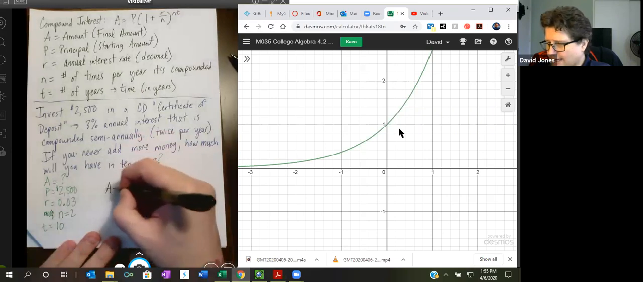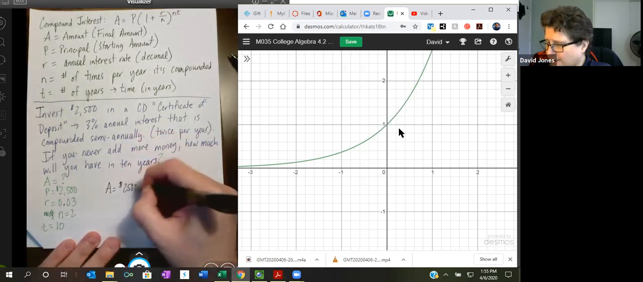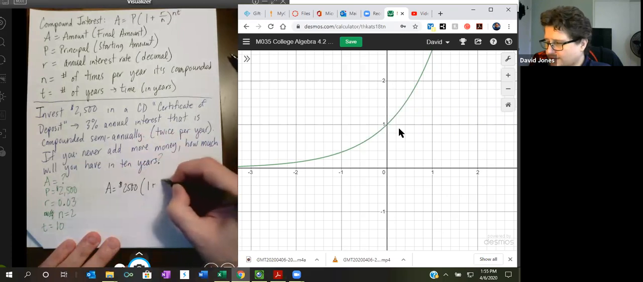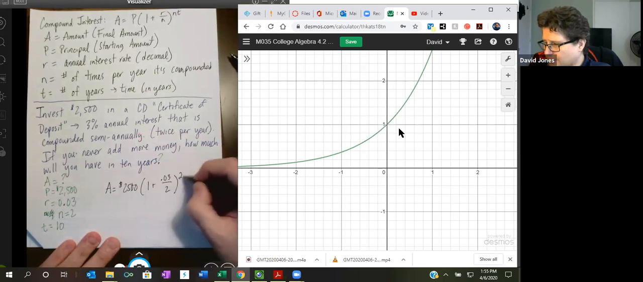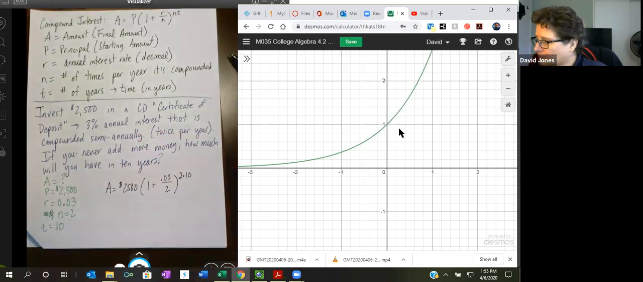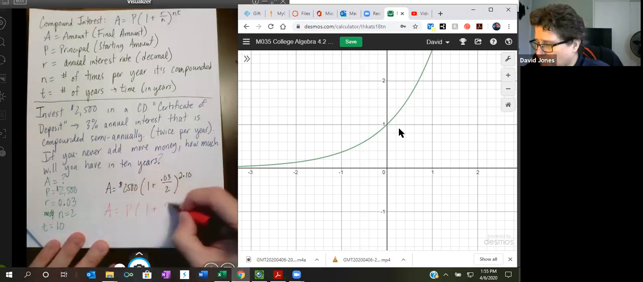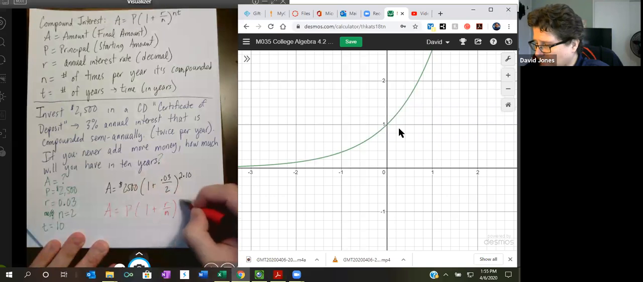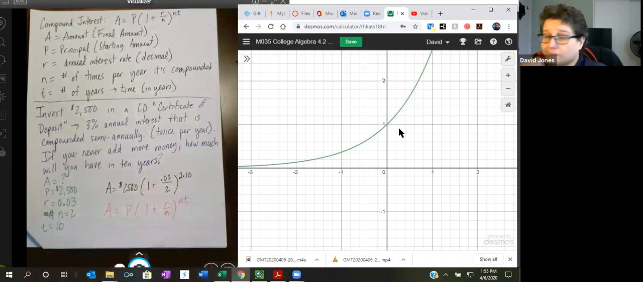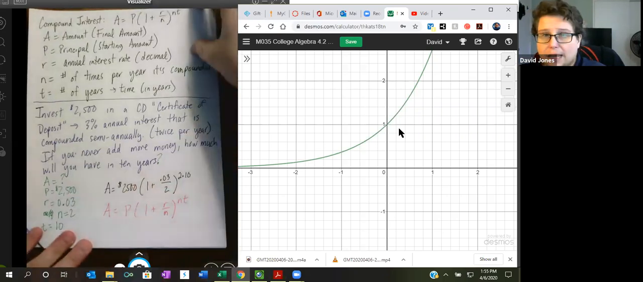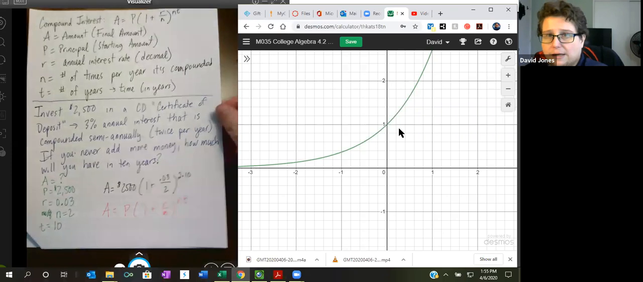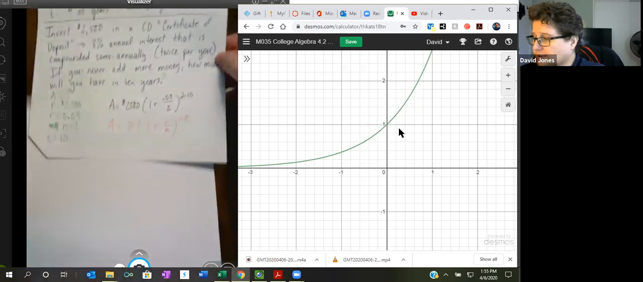We have A equals 2,500 times 1 plus 0.03 over 2 to the 2 times 10. This lines up with our A equals P times 1 plus r over n to the nt. And this is just a matter of taking things slow and trying to avoid rounding until the very end. So let's work through this.